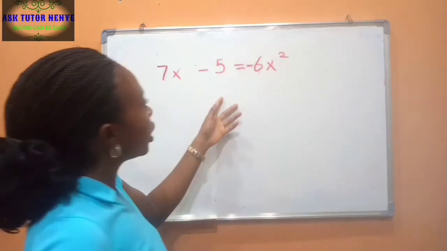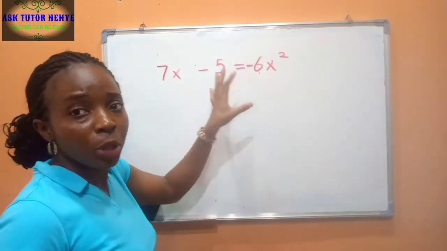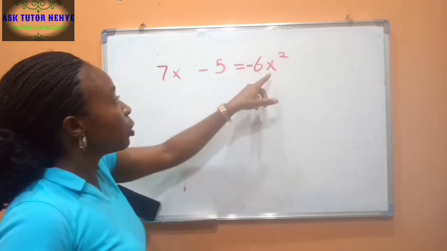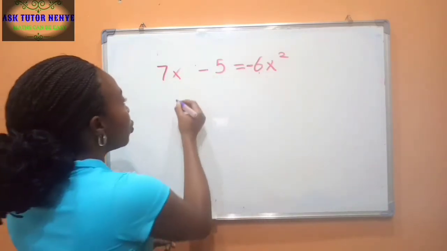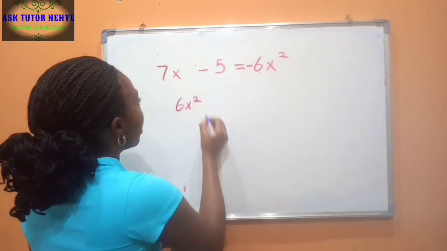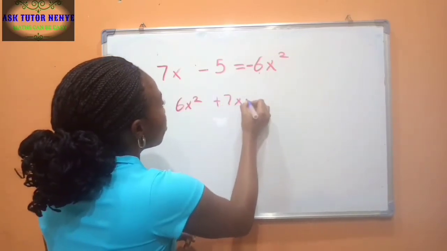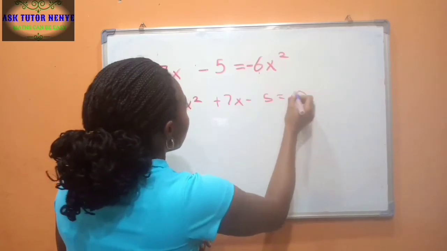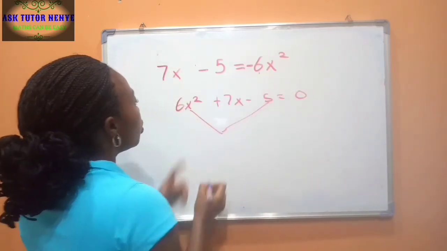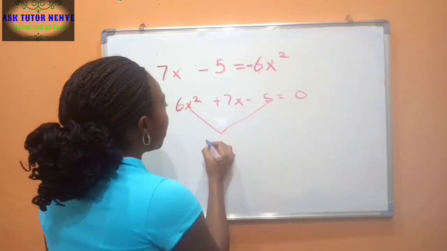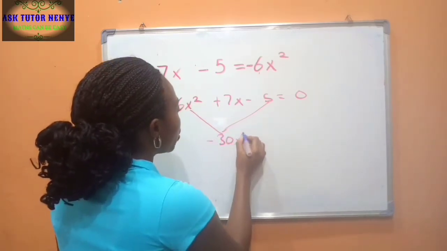Okay, how about when we have something like this? So what we do here is to arrange this to become a proper trinomial. Okay, so we are going to be moving this 6 to the left hand side. So when we move, we are going to have 6x squared plus 7x minus 5 equals to 0. So when we do that, we multiply these two. When we multiply them, we are going to have minus 30x squared.